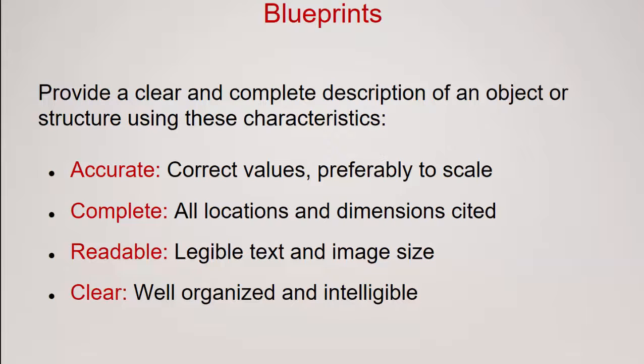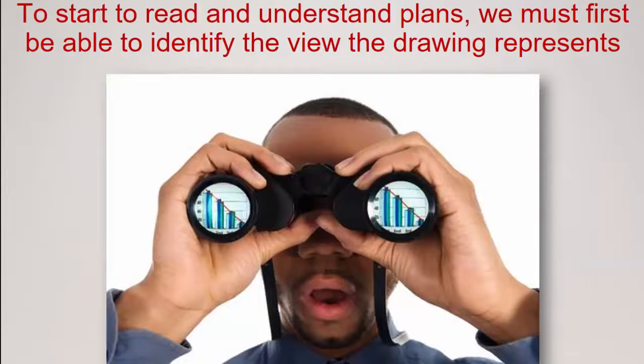But what they're supposed to do is provide a clear and complete description of an object or structure using these characteristics. They should be accurate, having the correct values, and preferably to scale. Of course, they should be complete, with all locations and dimensions cited. Readable, needs to be legible, correct image sizes, and of course they have to be clear so that they're well organized. To start to read and understand plans, we must first be able to identify the view the drawing represents.